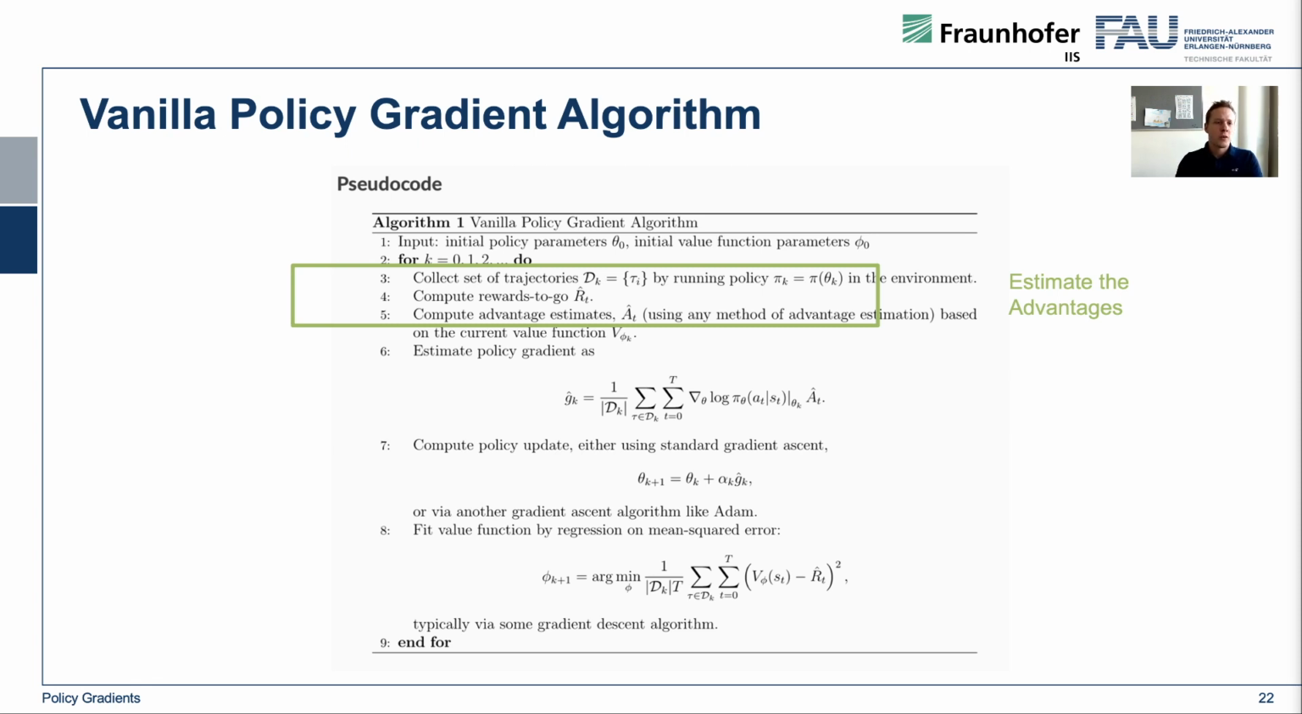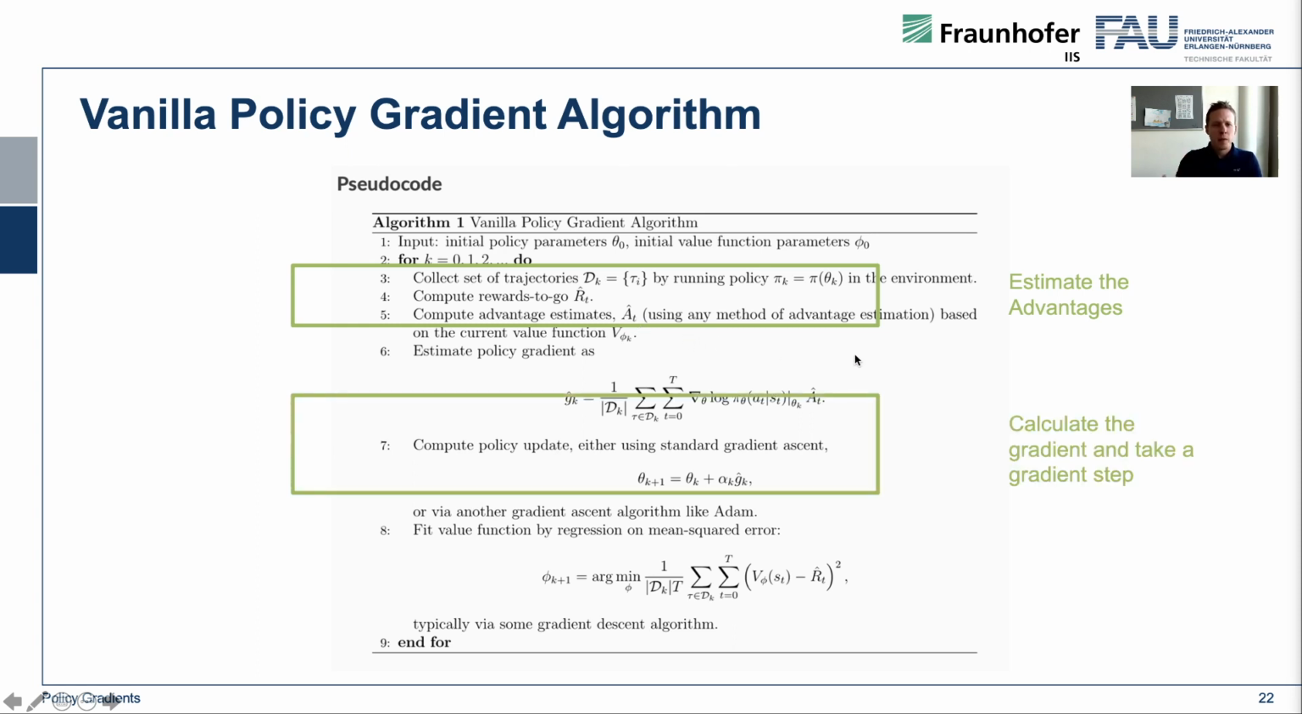In the beginning, you collect a bunch of trajectories by running your current policy. You compute the rewards to go, R_t, and from them, together with your current value function, you compute the advantage estimates. So this is actually what you want to optimize towards. From this, you estimate the policy gradient. So you take the logarithm of your policy of your action given the states, times the advantage in this case.